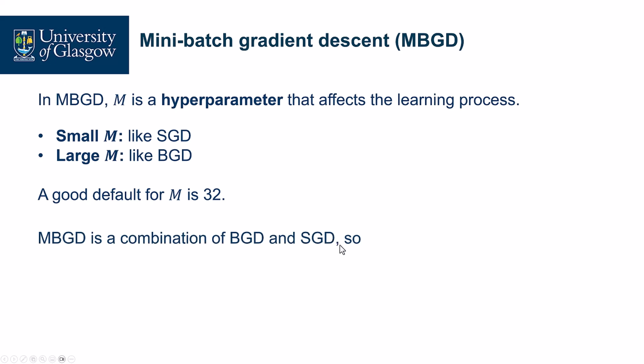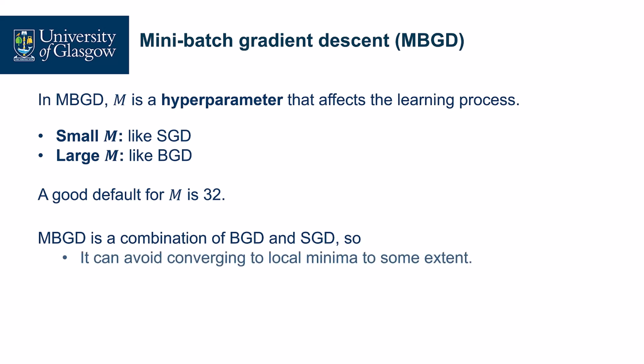So with MBGD, we want to combine the advantages of BGD and SGD, so it can avoid converging to a local minimum to some extent, right? And less memory is used compared to what? BGD, right? And the convergence speed is faster than what? SGD, right? So this is MBGD, which is the method we often use when we train a model, especially when the training sample size is large.